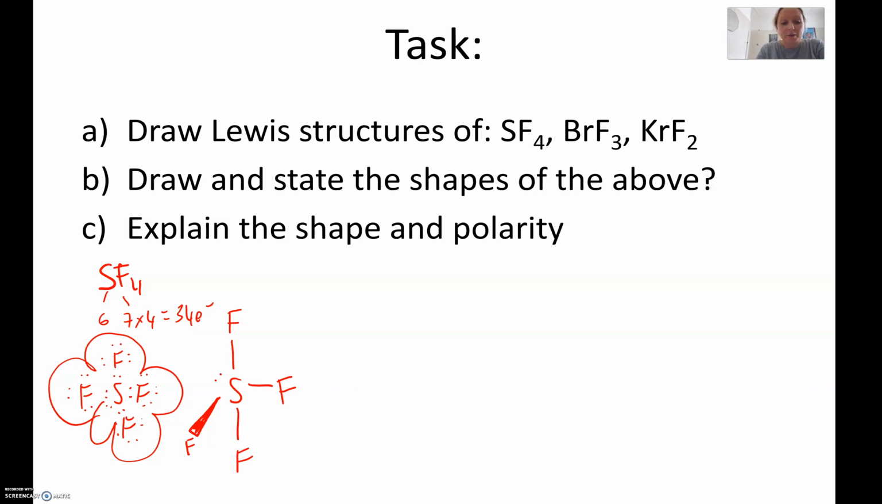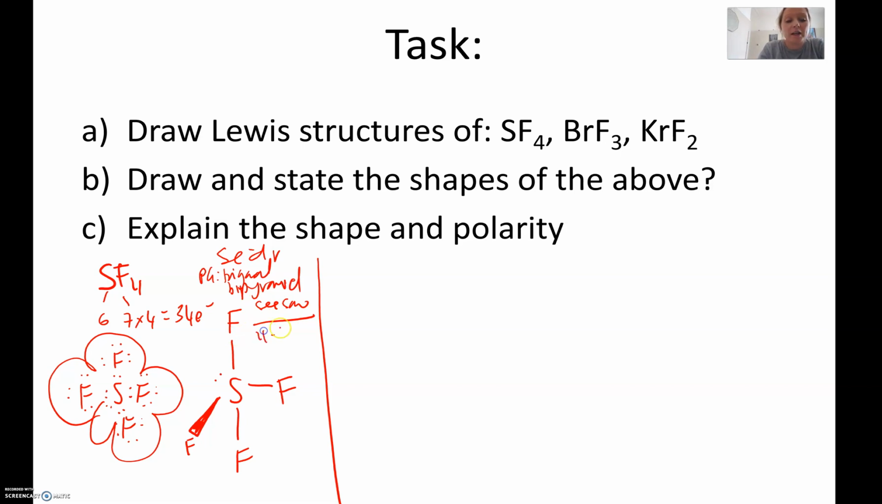So what we're going to do now is discuss the shape, and I'm not going to write it all out because it makes the page really clunky, but hopefully you can follow through with me. SF4 has 5 electron density regions around the central S atom. These repel as far as possible, and they create a parent geometry of trigonal bipyramid. There are 4 bonding and 1 non-bonding pair of electrons, and so the shape is seesaw. So I've justified the shape.